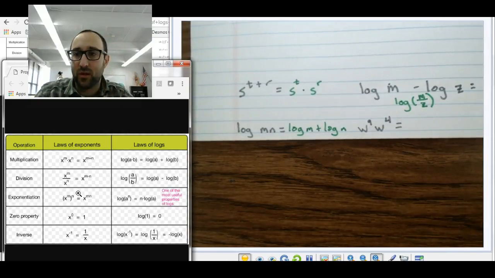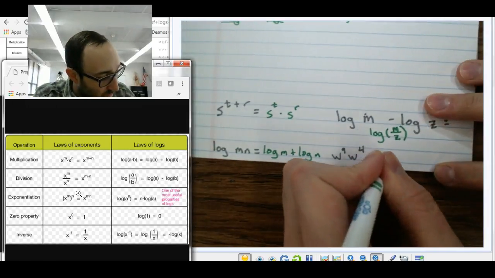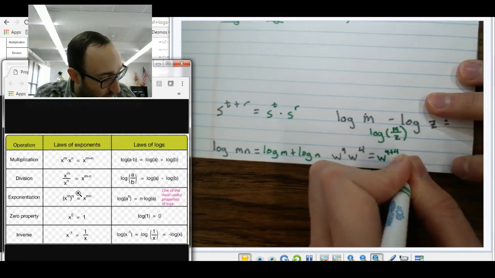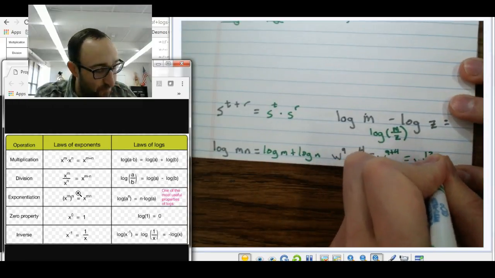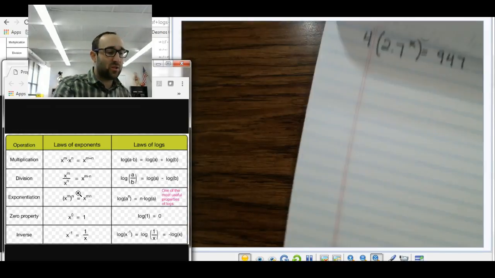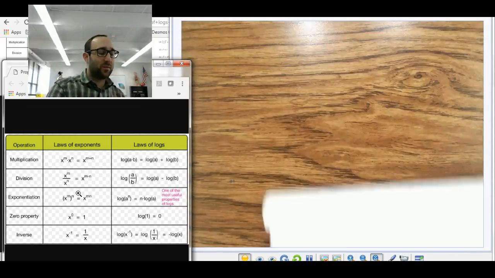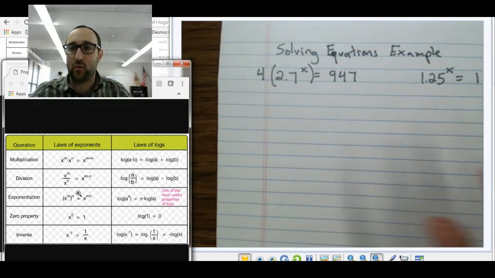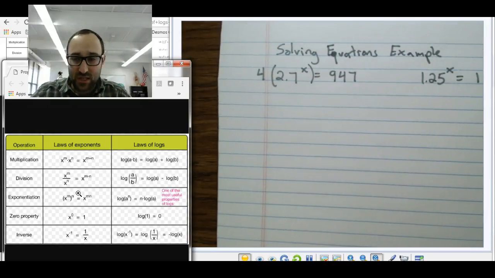And question 4. w to the 9th times w to the 4th. That's w to the 9 plus 4, which is w to the 13. There you go. Okay, now let's do this next example. We're actually going to be solving some equations. I've got 4 times 2.7 to the x equals 947.